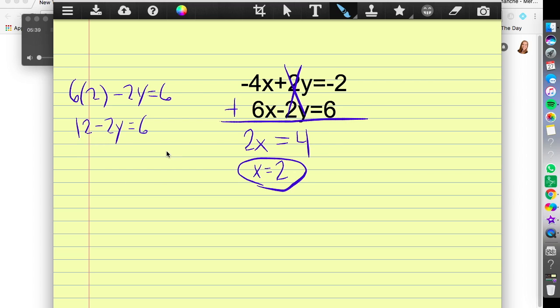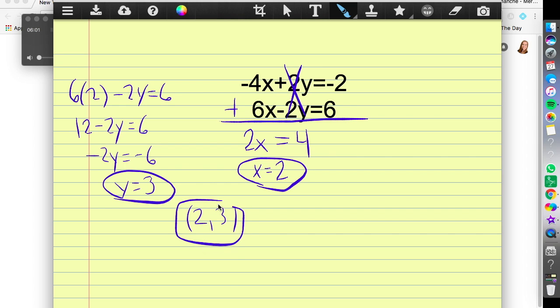So then we would subtract 12 from both sides. That's going to leave us with a negative 2y equals a negative 6, and then we would divide by negative 2 and we would end up with y is equal to 3. So again, we always want to write our answer as a coordinate, so we're going to write our 2 first, so (2, 3), and make sure you put parentheses around it to show our final answer would be the point (2, 3), and that's where those two lines would intersect.